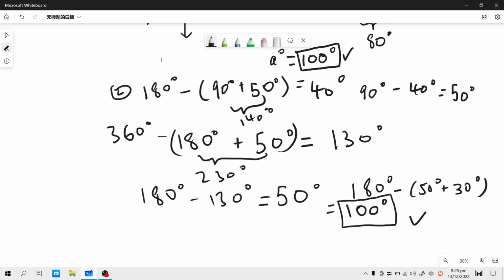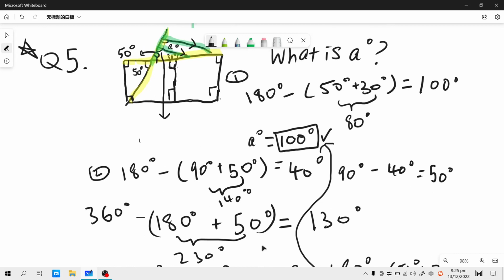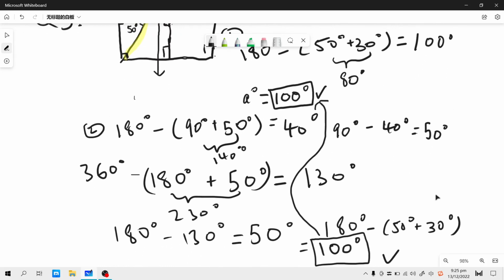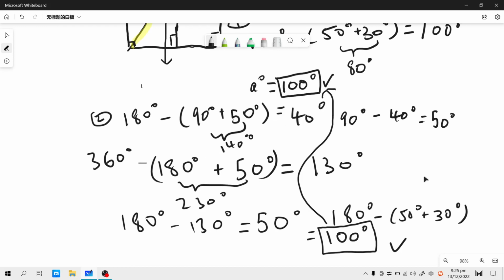Well, you can check that these two are the same, and we are correct. And so we are done. Alright guys, if you understand, that's good. If you don't understand, you can replay this lesson because this question is quite confusing. There are many steps, especially for the second method.